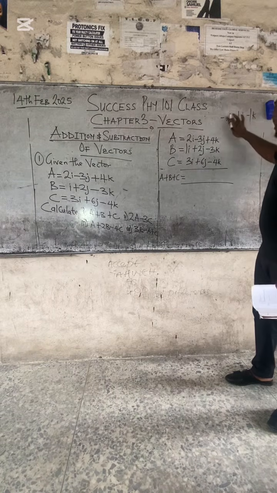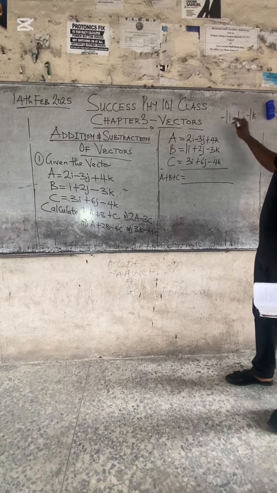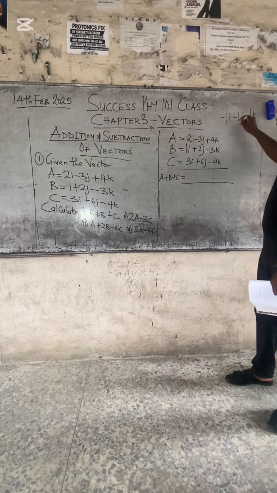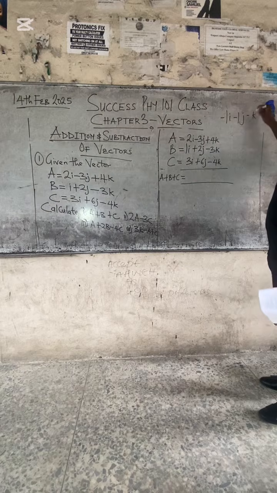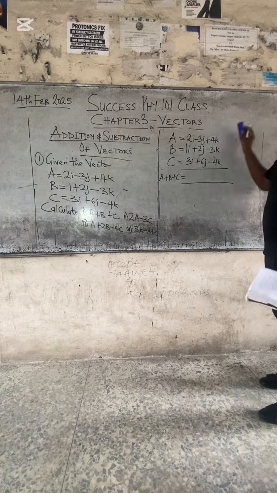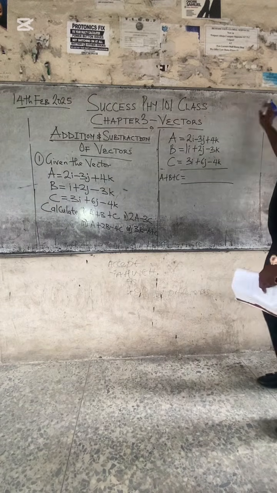So they don't need to put this one. If you see minus I, just know that it's minus one I. If you see minus J, it means it's minus one J. If it's minus K, it is minus one K. Please take notes. Class, why am I putting this one?